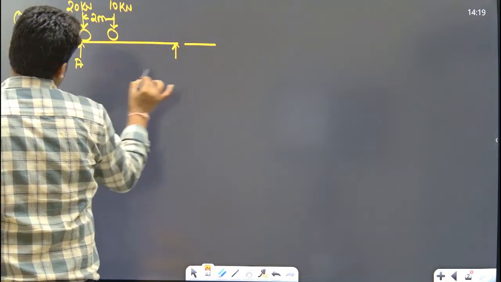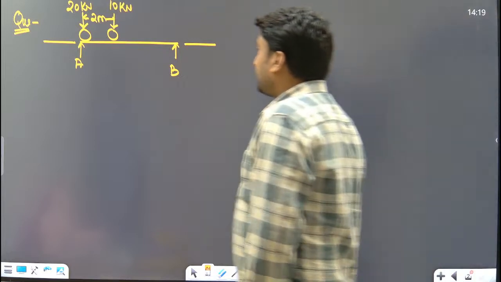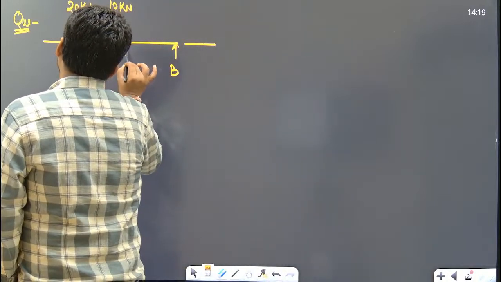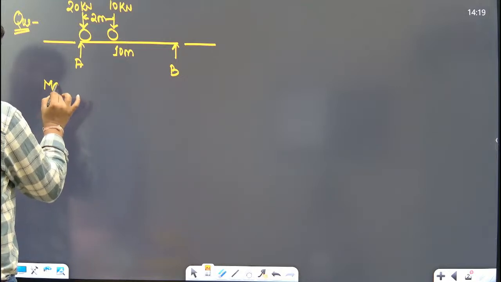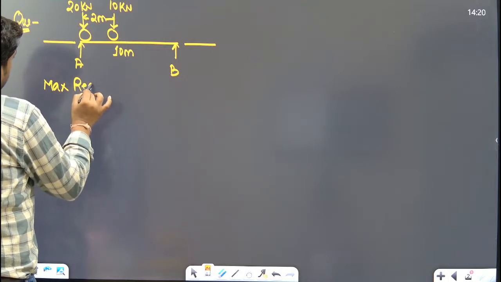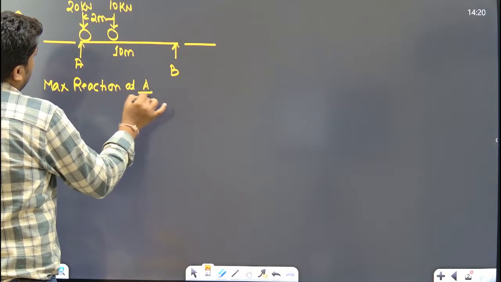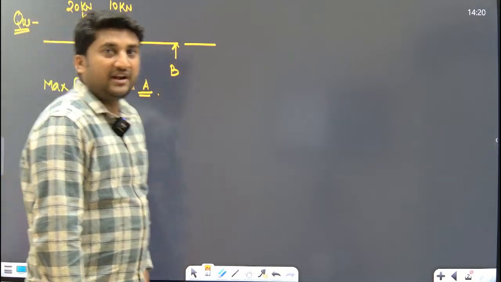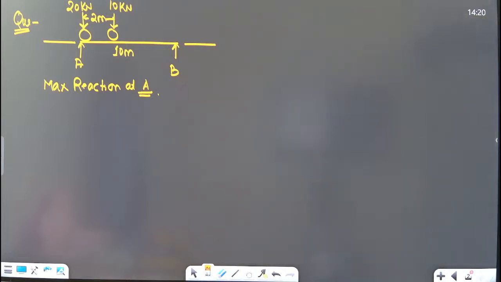This is A, this is B. And the span of the beam is 10 meters. You need to find out the maximum reaction at A. Maximum reaction at A. So this is the first type of question. Calculate it fast.